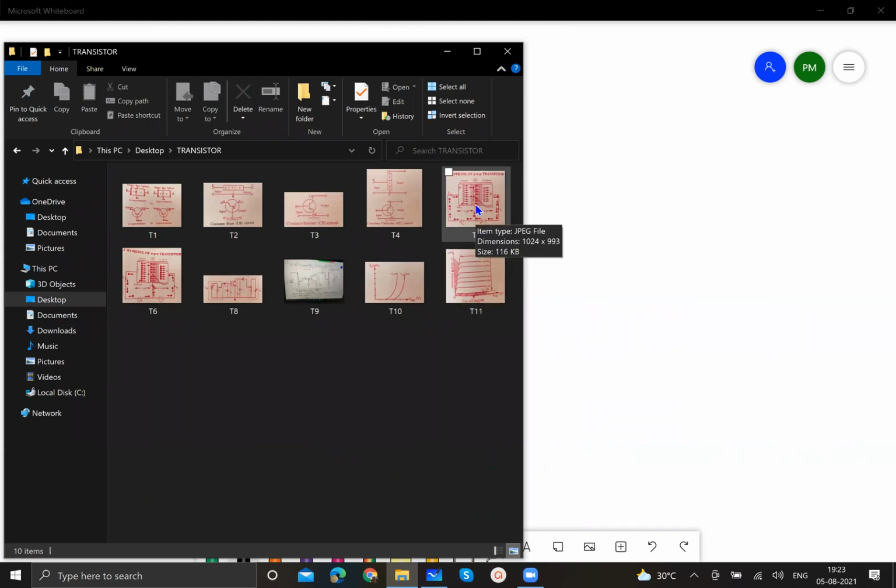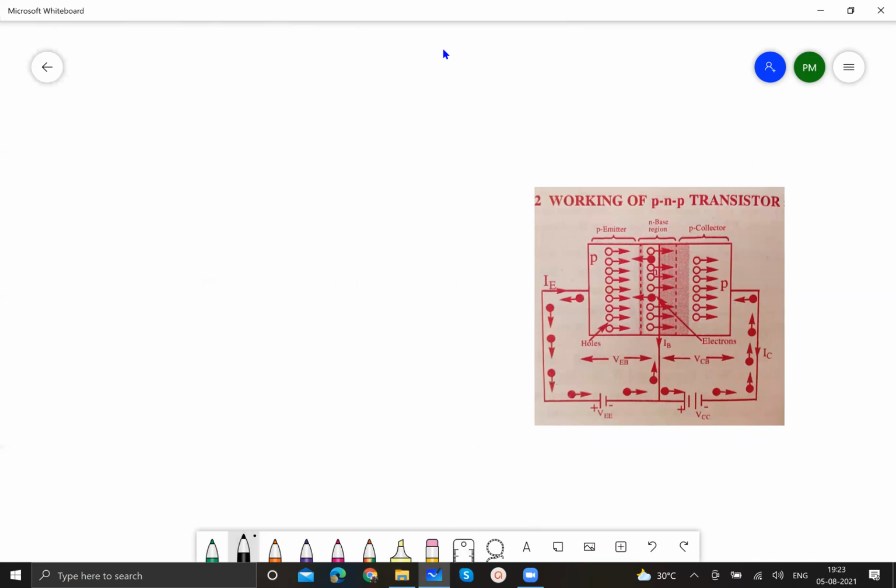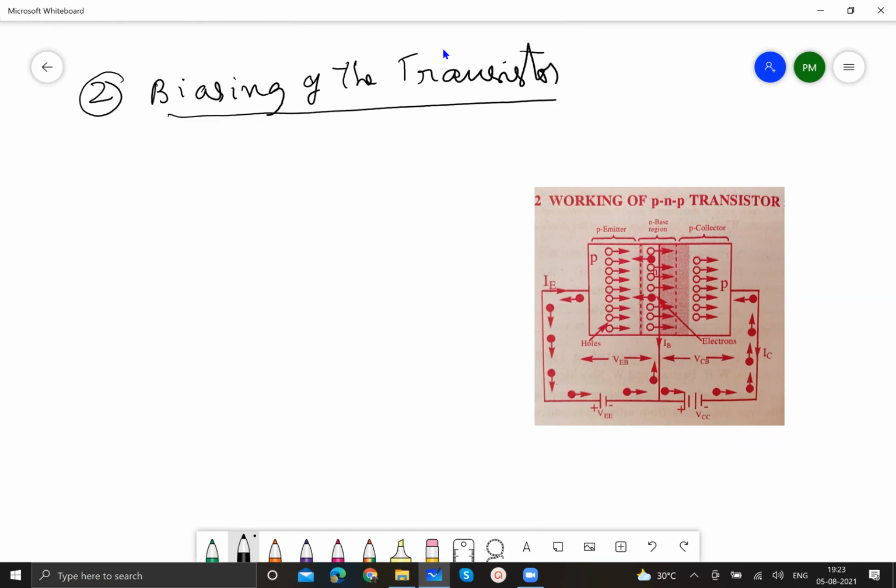Okay. Now the next. Second one, biasing. Biasing of the transistor. So first we are doing the PNP transistor.